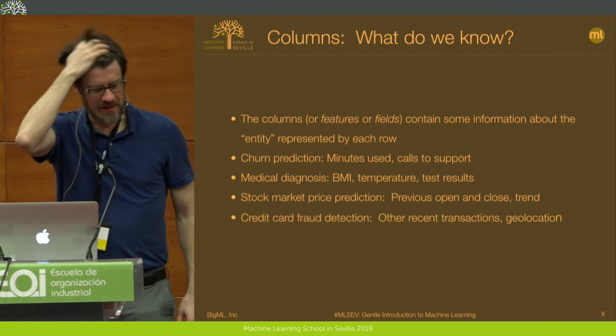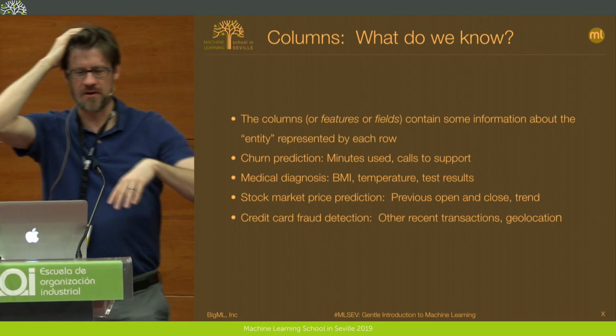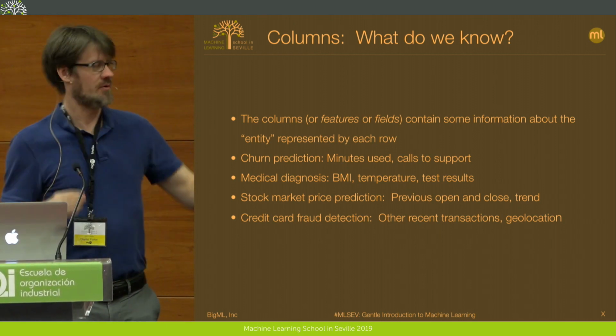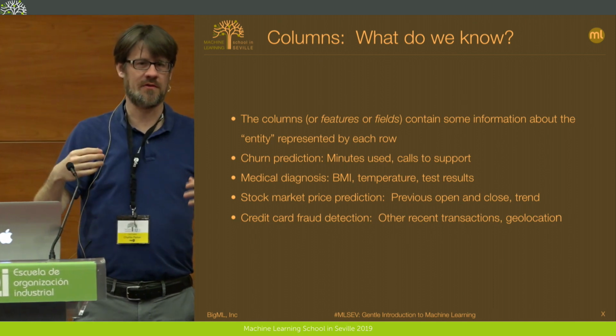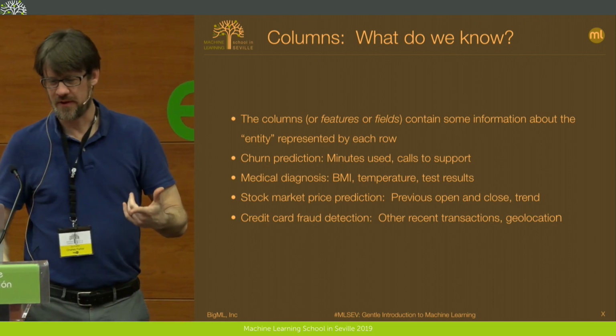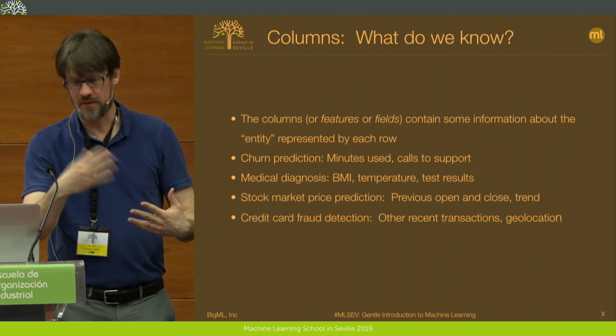And then the columns in the data set represent something we know about each row, some information that's going to help us make a prediction. So in churn prediction, the columns we have are things about that customer in that month: the number of minutes they use the service, the calls to support, and so on and so forth.